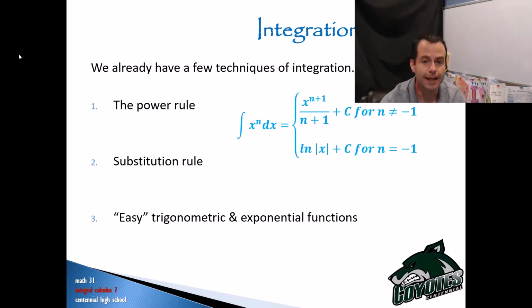Okay, then we've talked about the substitution rule. We've also already talked about easy trigonometric and exponential functions, okay? How to integrate those guys. Now, remember that everything in math is bidirectional, okay? If I can go one way, I can go the other way. So for every tool that I have for differentiation, that means I have some sort of tool to take that answer and anti-differentiate it back to wherever I started from, okay?